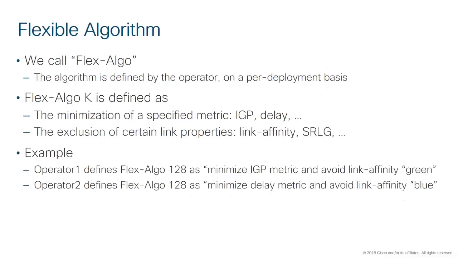It's because you are going to define them in your own deployment. For example, you're going to say that flexible algorithm 128 is going to be a minimization on the IGP metric with the avoidance of the green links. And another colleague that is on the call may deploy that functionality.